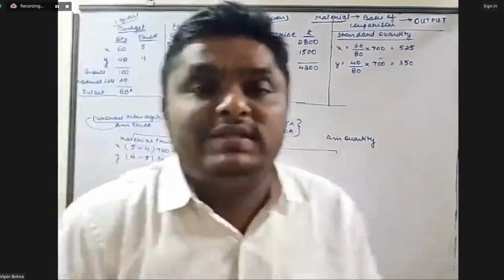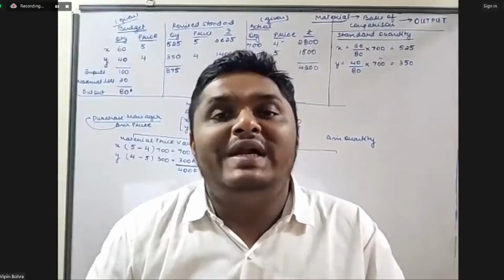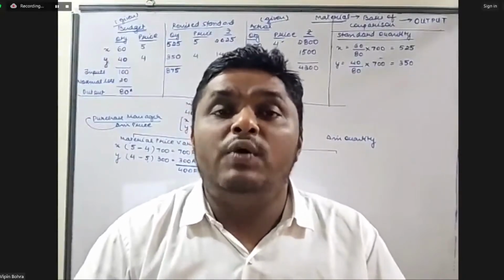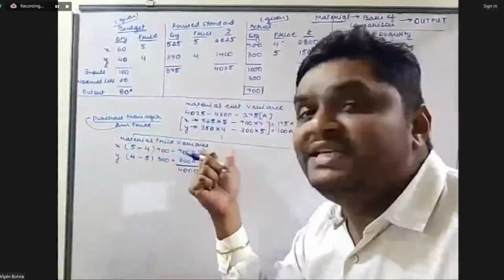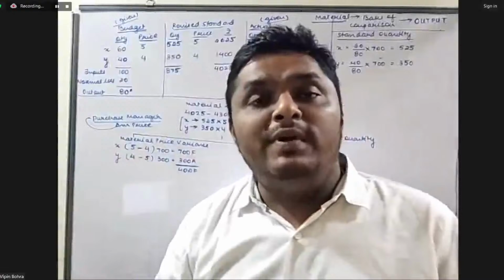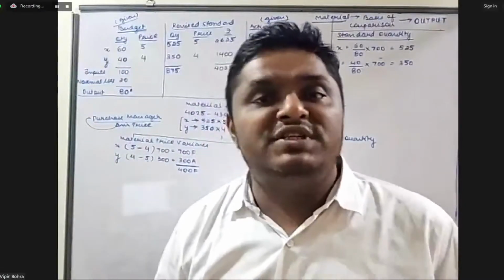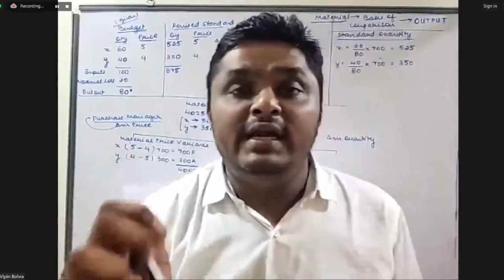This variance talks about the difference in price. So that's why we call it price variance. I repeat again, this variance talks about the difference in price. So that's why we call it material price difference or material price variance. So material price variance talks about the work that is done by the purchase manager of the company.